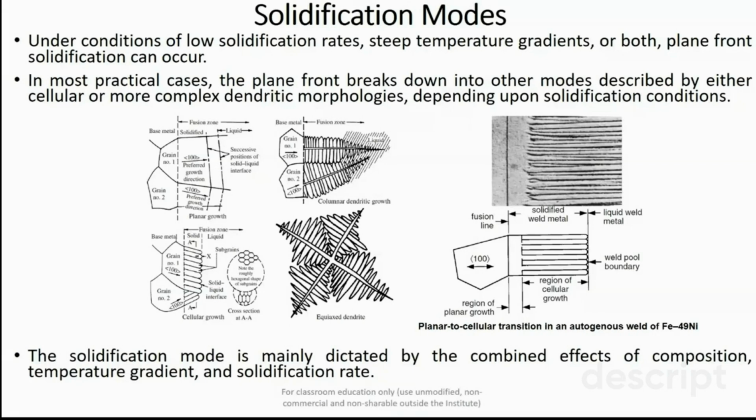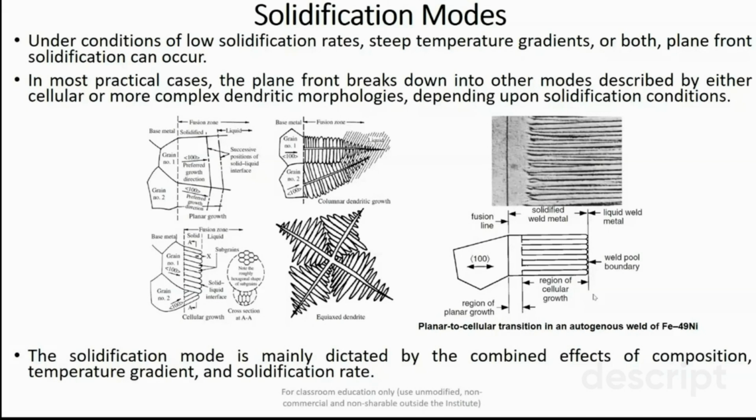this condition is very difficult to achieve when you have a low solidification rate and high temperature gradient. If there is a high temperature gradient, the solidification will also be very fast because the heat will be removed at a faster rate. In most of the practical cases, the planar front breaks into other modes described either by the cellular mode or more complex dendritic morphology.